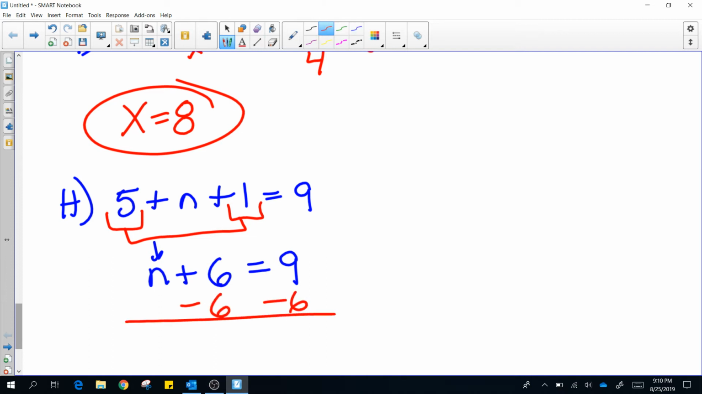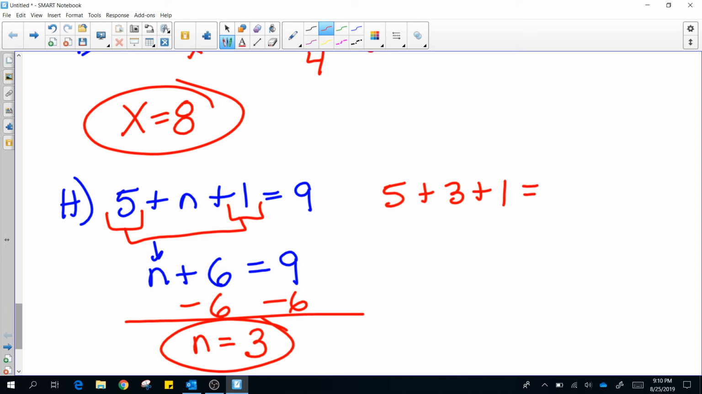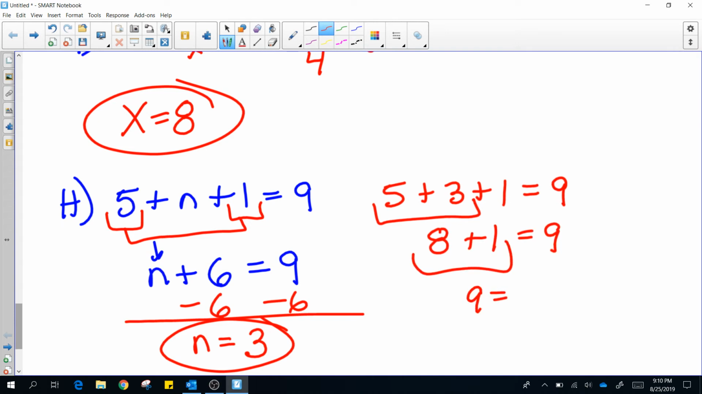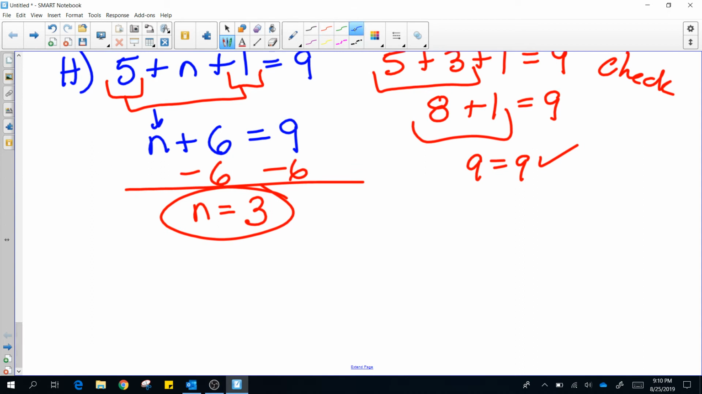I'm going to subtract 6. And I get 3. So if I think about it, 5 plus 3 plus 1, let's see, is that 9? Well, this gives me 8 and 9. So yep, that does work. This is just me checking my answer to see if it works.